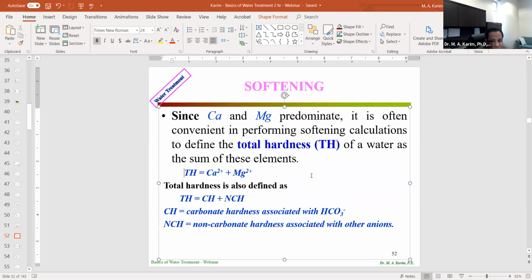Total hardness is also defined as carbonate hardness and non-carbonate hardness. Carbonate hardness is associated with the bicarbonate, and non-carbonate hardness is associated with the other anions, whatever we have. Carbonate hardness is associated with the bicarbonate anion. That's the major one, right? That gives us the alkalinity.